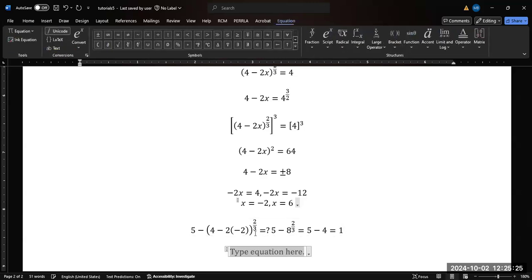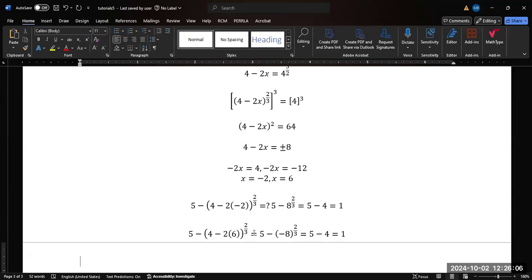So you're good. And then when you do this with the other one, 5 minus 4 minus 2 times 6 to the 2/3, you're going to end up with, so 4 minus 12 is going to be negative 8 to the 2/3. Now the cube root of negative 8 is negative 2, but then you're going to square it to make it 4. So it's still going to be 5 minus 4, which is 1. And so both solutions work.